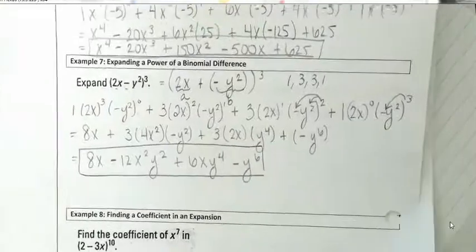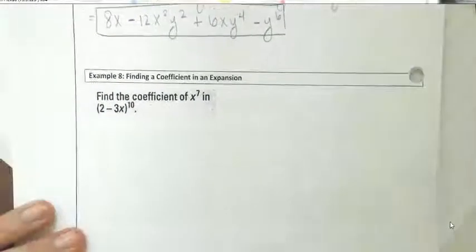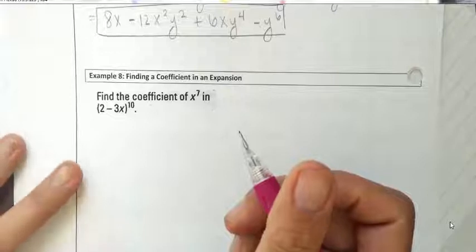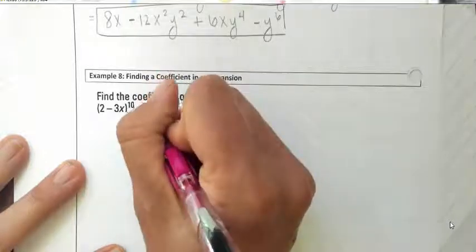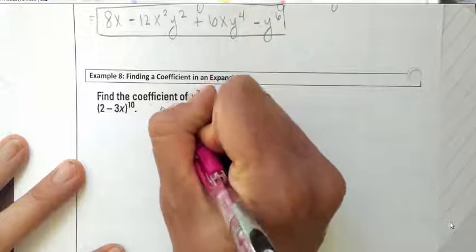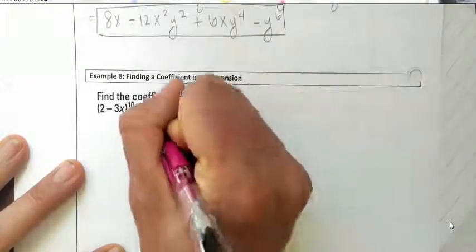Okay, I think, yes, last one. Yay! I know this is a long lesson, but I'm giving this to you over a few days, so you should be good. All right, find the coefficient of x to the 7th in 2 minus 3x to the 10th. Okay, so I'm going to rewrite this like I always do. 2 plus, and this is really a negative 3x all to the 10th power.